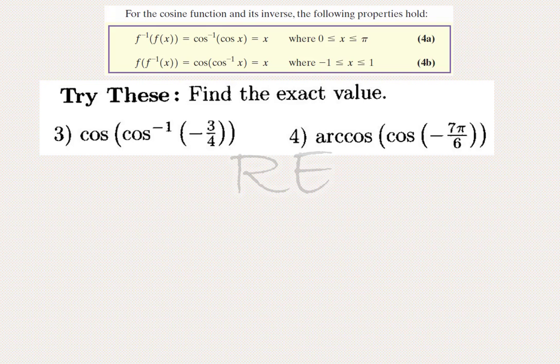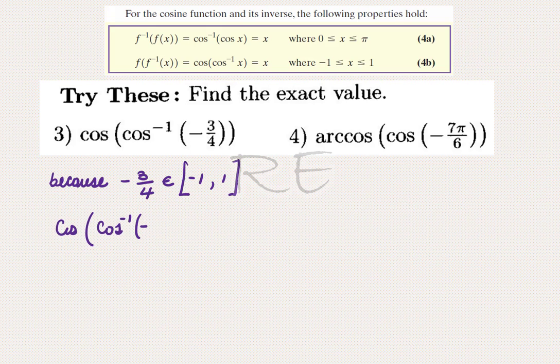Find the exact value of cosine of inverse cosine of -3/4. Because -3/4 belongs to the interval -1 to 1, which means that -3/4 is between -1 and 1, its inverse cosine exists, and the cosine of the inverse cosine of -3/4 will be -3/4.